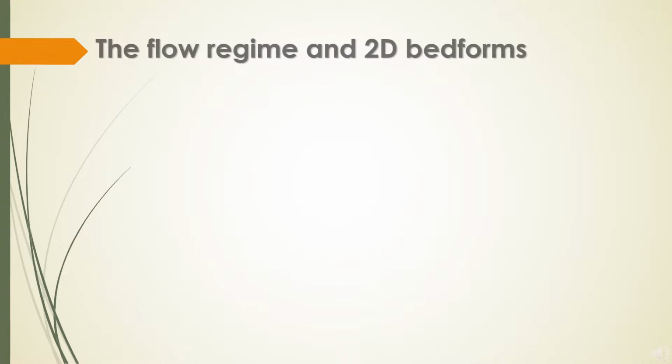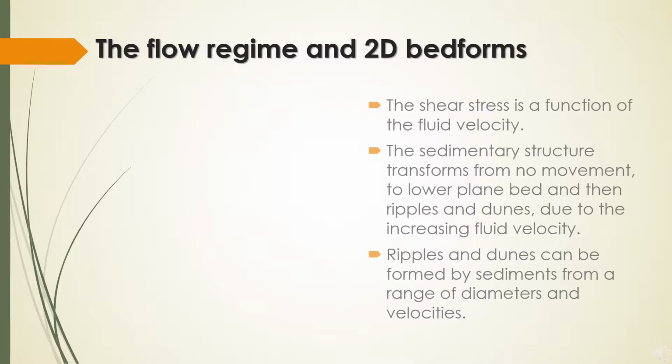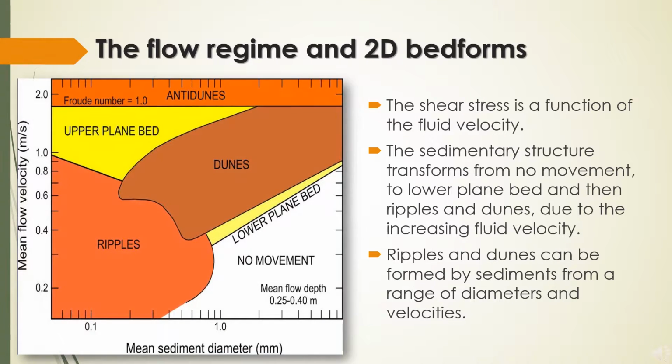Hello everyone, I'm Jin Chen, and I'm going to give you a brief insight into the unidirectional flow regime, which would result in a two-dimensional bedform. The sedimentary structure produced by this regime will be asymmetric ripples and dunes, as mentioned by Sharifah, and their formation may be explained by the stability diagram.